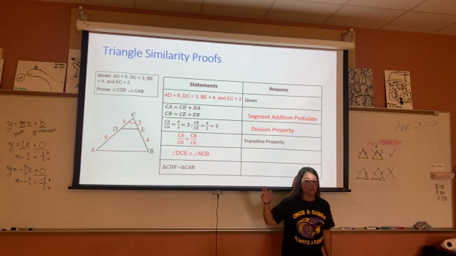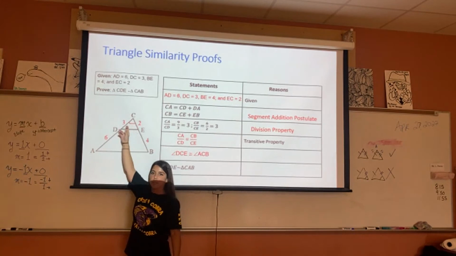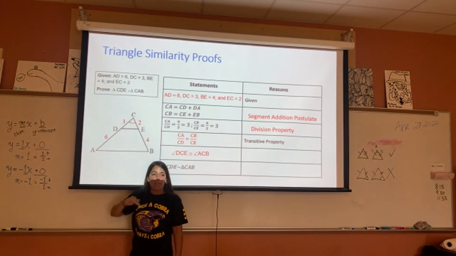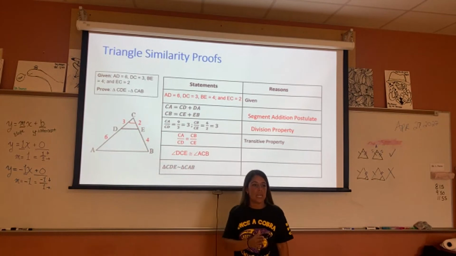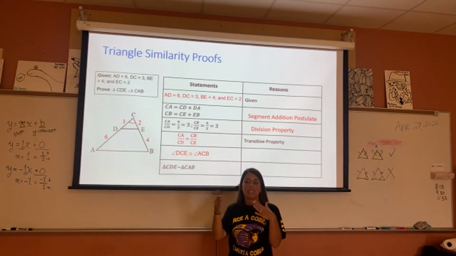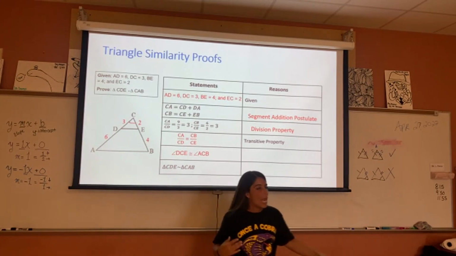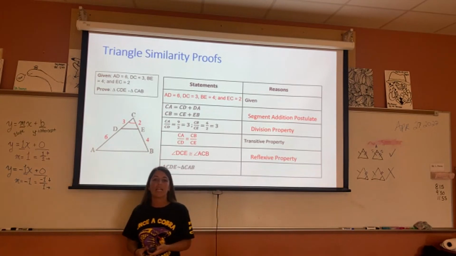Even though they're labeled two different things, they're still this angle right here, which means they're the same angle. Anytime something is being compared to itself, angle C is congruent to angle C. Side AB is congruent to side AB. Anytime something is congruent to itself, that's the reflexive property.